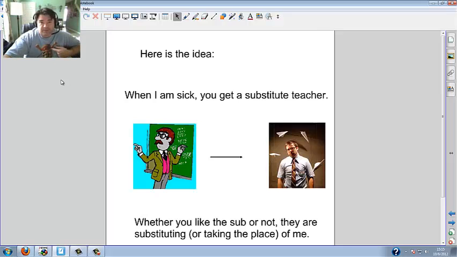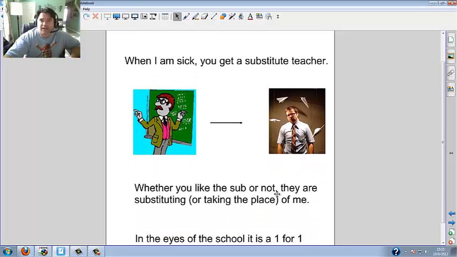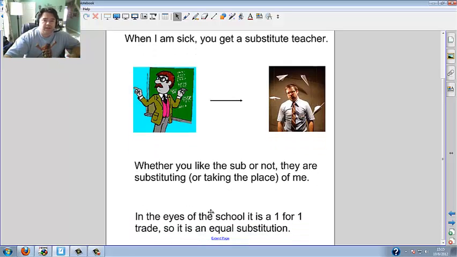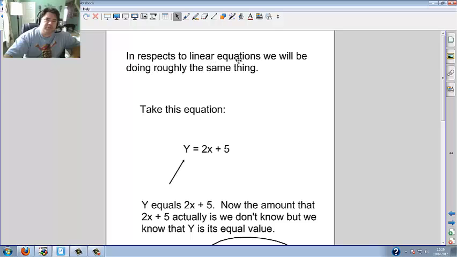When I'm sick, you get a substitute teacher. So from me to the sub. Now, whether you like the sub or not, they're substituting or taking the place of me. In the eyes of the school, it's a one-for-one trade, so it's an equal substitution. So the idea is, normal teacher's gone, substitute steps in. One for one. In respects to linear equations, we'll be doing roughly the same thing.